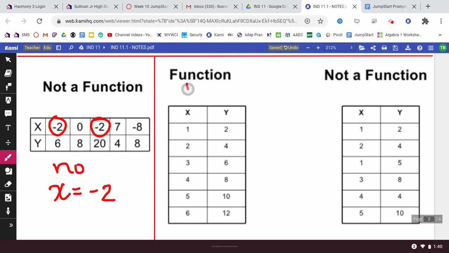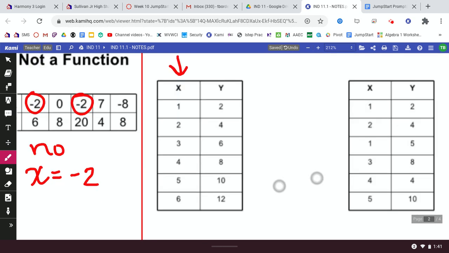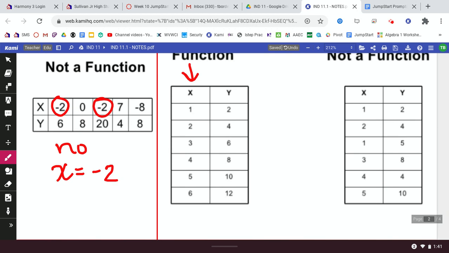Again, you're going to look just at your x's. The x's are all that matter. Your y's can do whatever they want, but your x's cannot repeat. So if you look at your x's here, we've got 1, 2, 3, 4, 5, 6. Are there any repeating x's? There are not, so it is a function. If you look at this one, you've got 1, 2, 1. I can stop right there. I've already found my offender. There's my x. That's the one that repeats. So no, it's not a function, and it's not a function because of x equals 1. Okay?